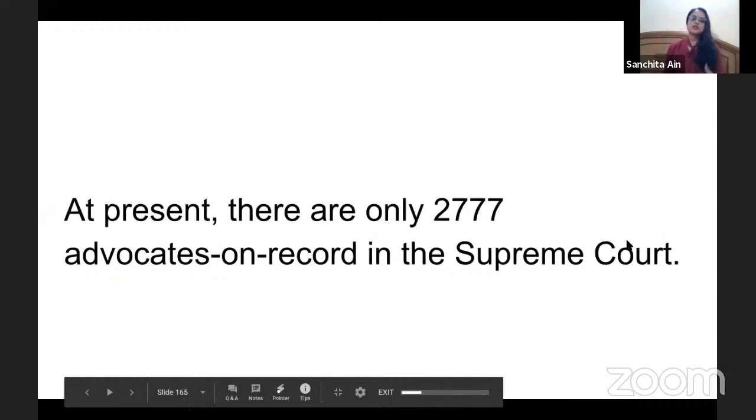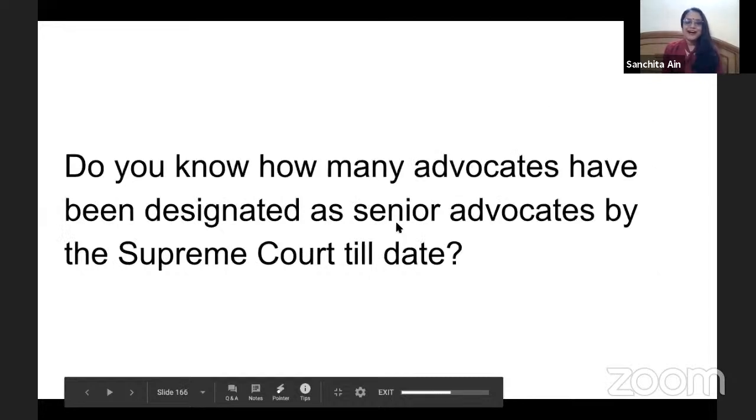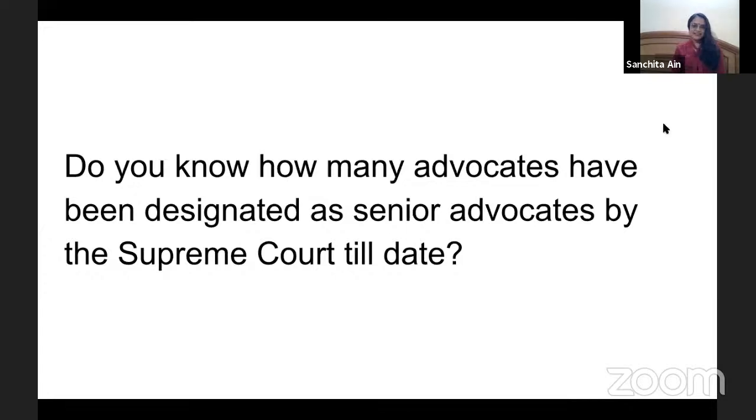Right? At present, there are only 2,777 AORs in the Supreme Court. I'm one of them. Do you know how many advocates have been designated as senior advocates by the Supreme Court till date? Any guesses? I want people to guess this.